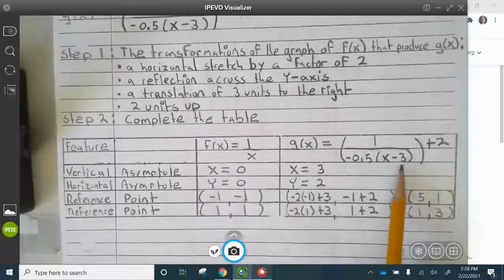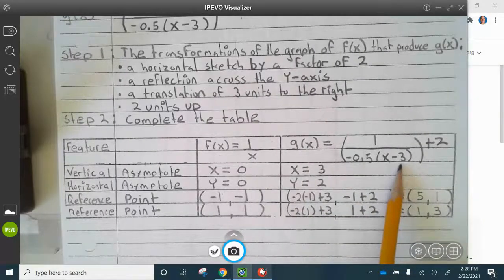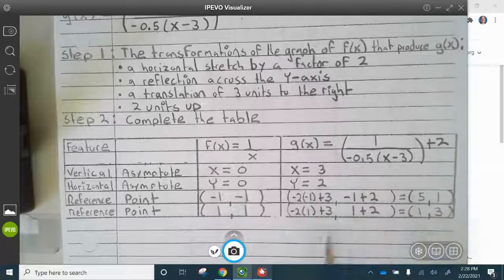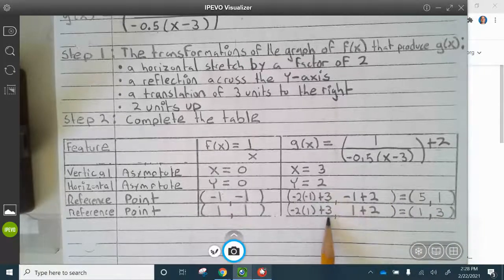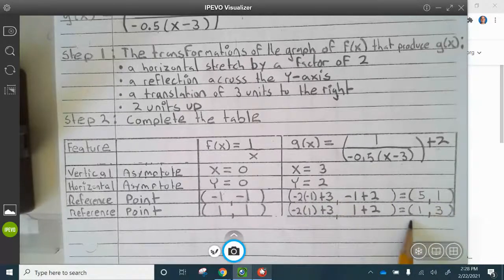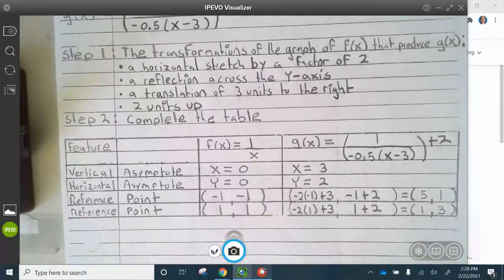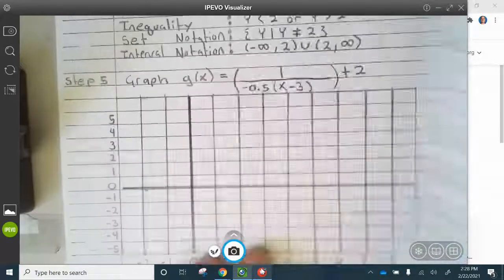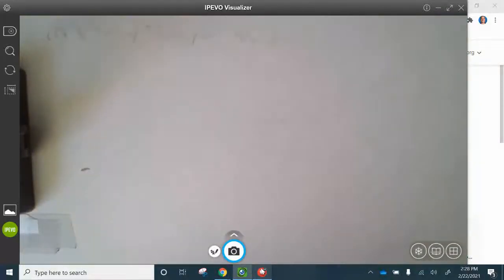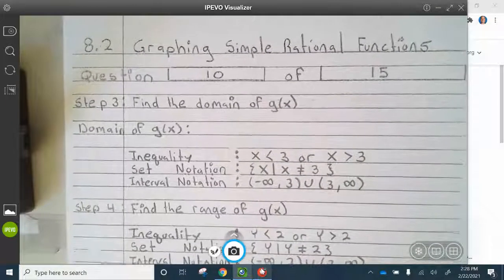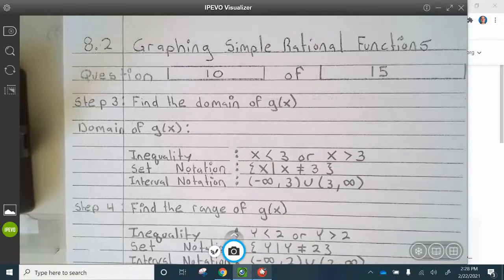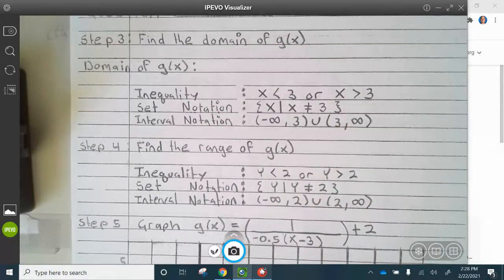All right, step 3. Find the domain of g of x. Inequality is x less than 3 or x greater than 3. Set notation is x such that x does not equal 3, and interval notation is -infinity to 3 or 3 to infinity. Find the range of g of x. Inequality is y less than 2 or y greater than 2. Set notation is y such that y does not equal 2, and interval notation is -infinity to 2 or 2 to infinity. Now let's graph g of x.